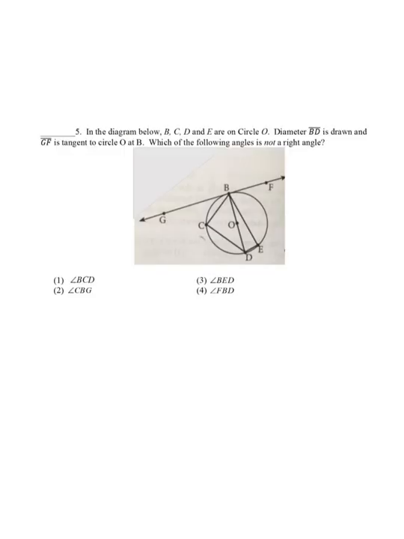Number 5. In the diagram below, B, C, D, and E are on circle O. Diameter BD is drawn, and GF is tangent to circle O at B. Which of the following angles is not a right angle? So when we evaluate all the choices that are given, the first one is angle BCD.